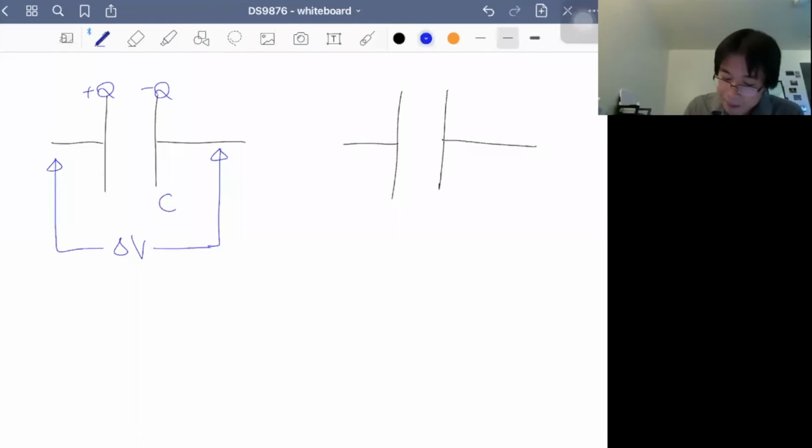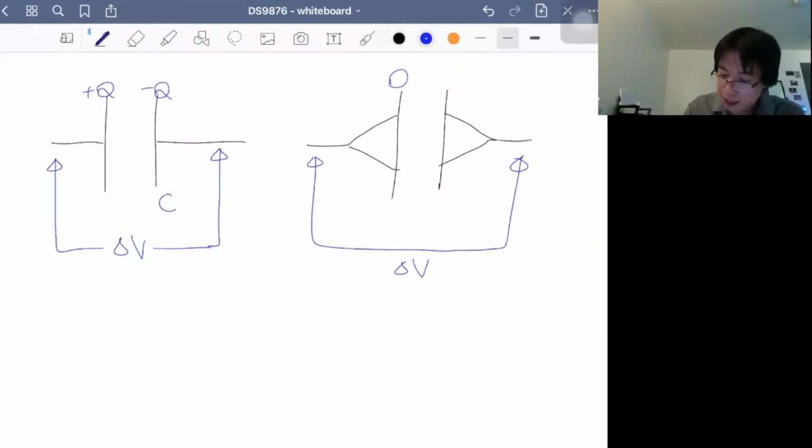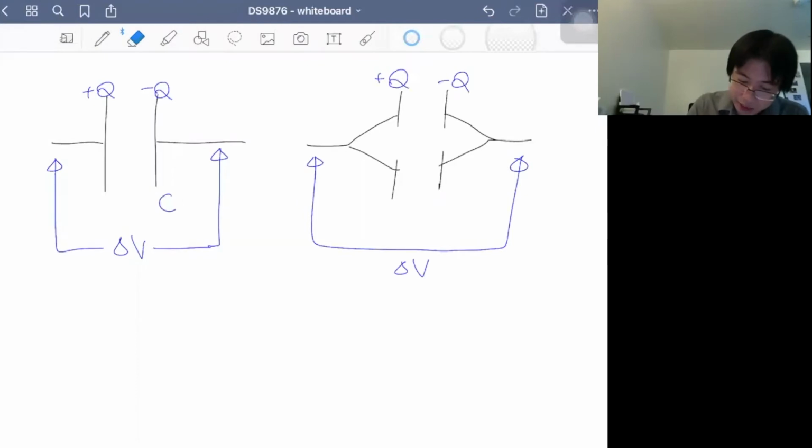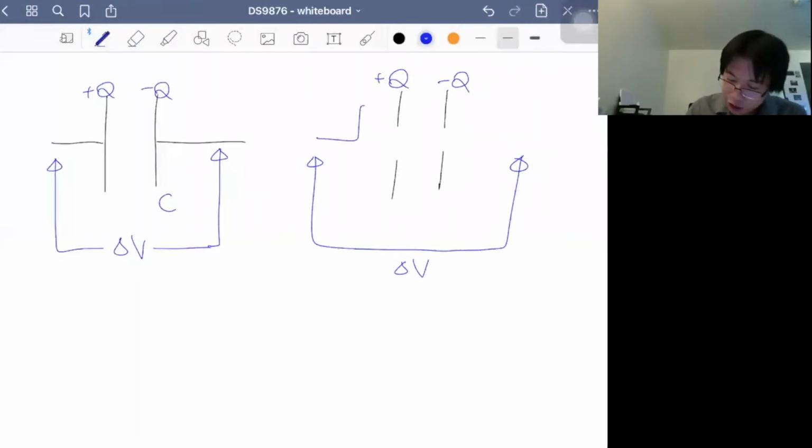Now, imagine instead of the two wires like this, I'm going to split my wire up. Nothing's going to change, right? Nothing fundamentally is going to change. The difference is still delta V, right? There's still positive Q and negative Q here. But now I'm going to take a scissors and cut it straight through like this. And now I have basically built up a parallel situation over here.